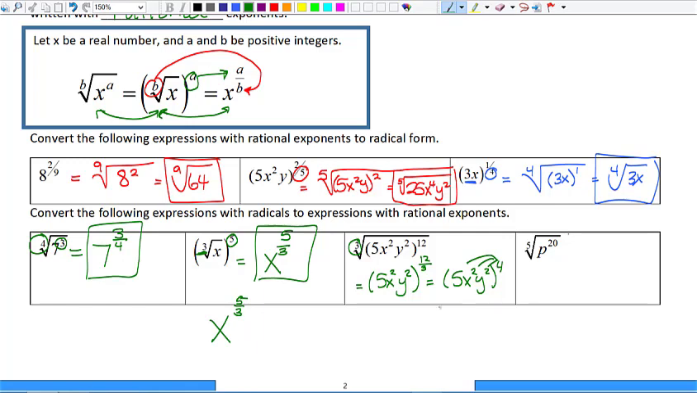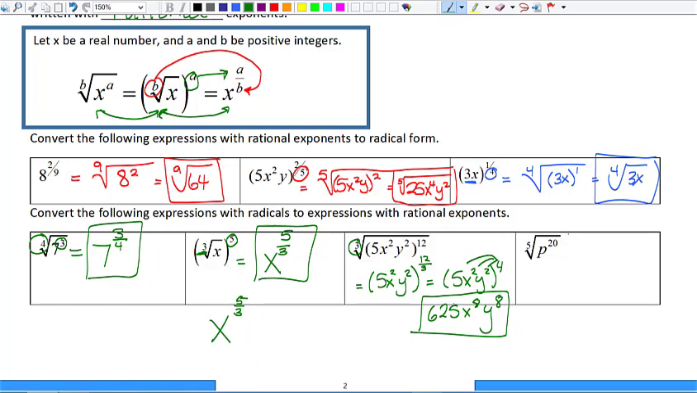5 to the 4 is 625. X squared to the 4 is x to the 8. And y squared to the 4 is y to the 8. So that's my final answer. And the reason I could do more on that one is because 12/3 reduced, and then I can distribute into the parentheses.